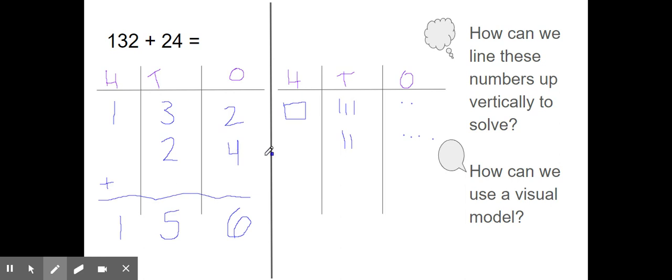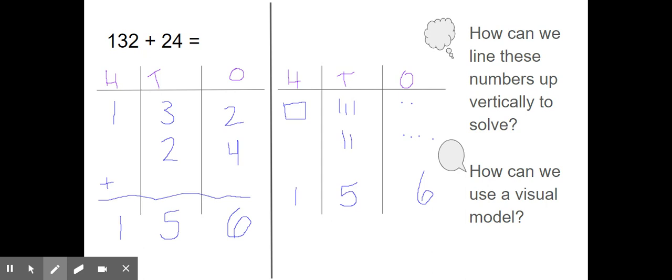We're going to start with our ones again. 1, 2, 3, 4, 5, 6. 6 ones. 1, 2, 3, 4, 5. 5 tens. And 100. We got the same answer both ways.